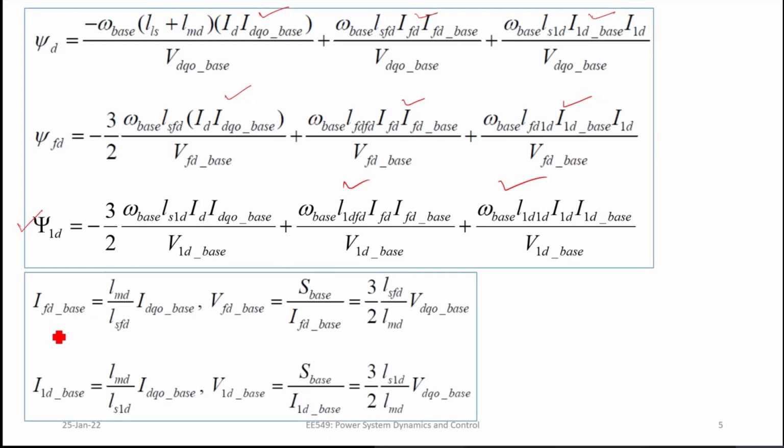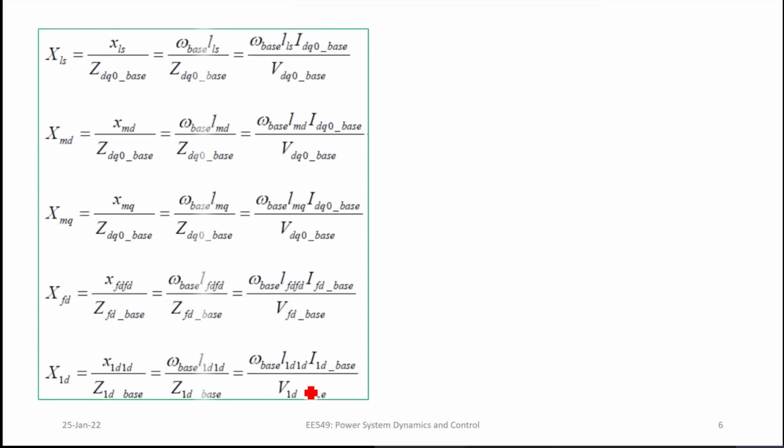Similarly, I can write, because already we have considered IFD base is equal to LMD by LSFD into IDQ base. And VFD base, of course, we have derived, that is 3 by 2 LSFD by LMD into VDQ base. And I1D base, similarly, we have found, that is LMD by LS1D into IDQ base, and V1D base also we have found. Now if we substitute these quantities, what expression will we get?